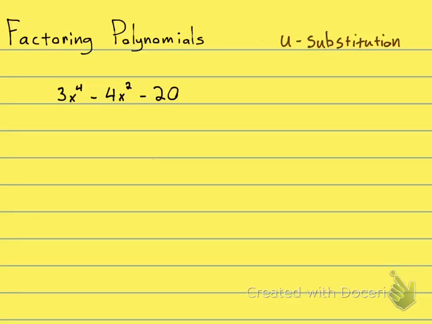We're going to factor this trinomial here. And if you notice, it's a little bit different than the ones you've probably seen. It has an x to the fourth and then an x squared. And what we're going to do is use U-substitution.